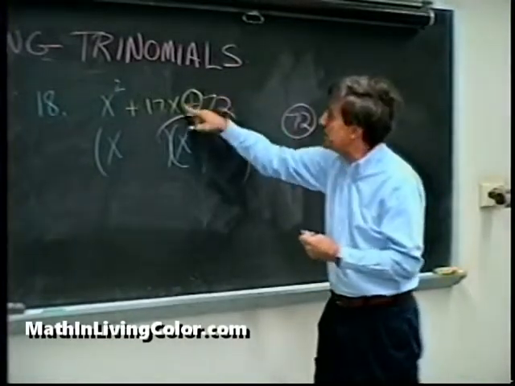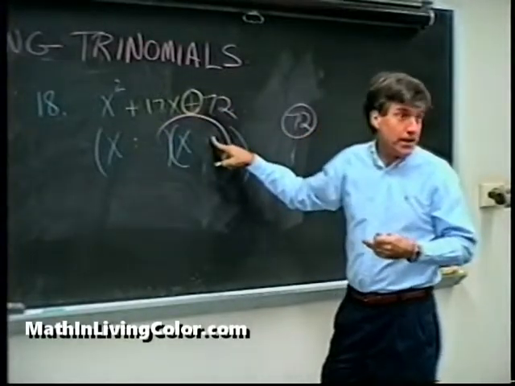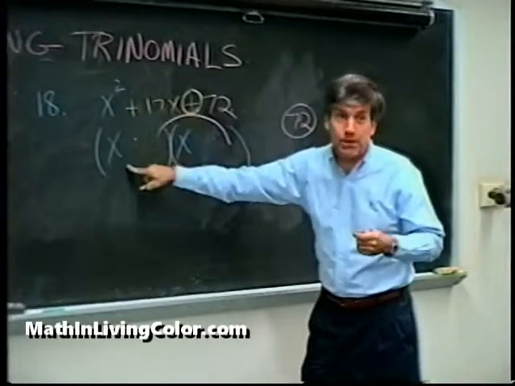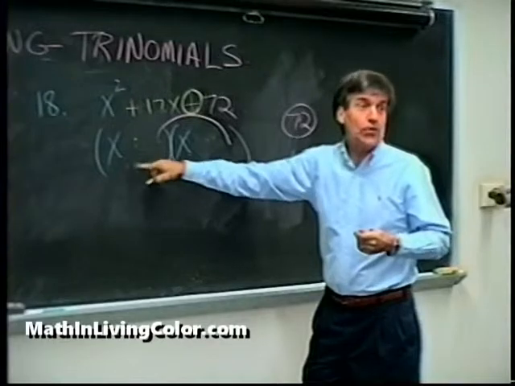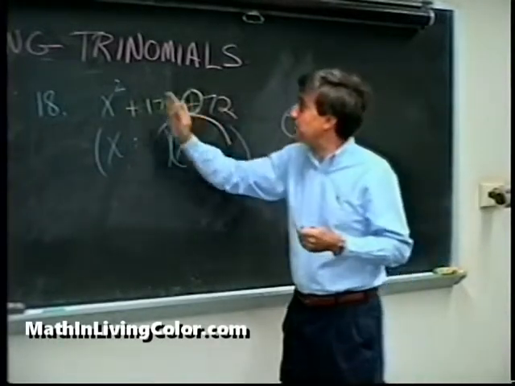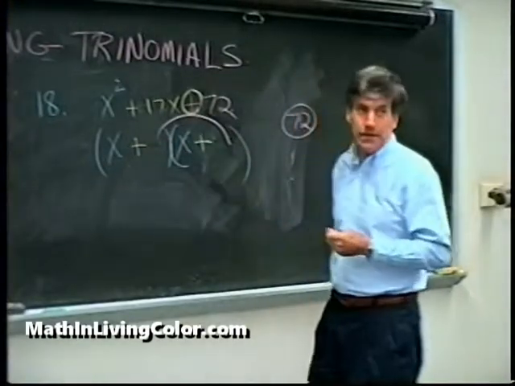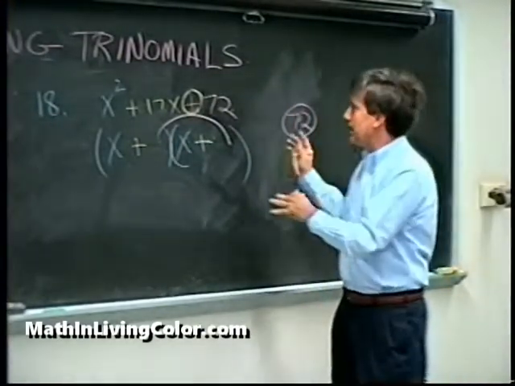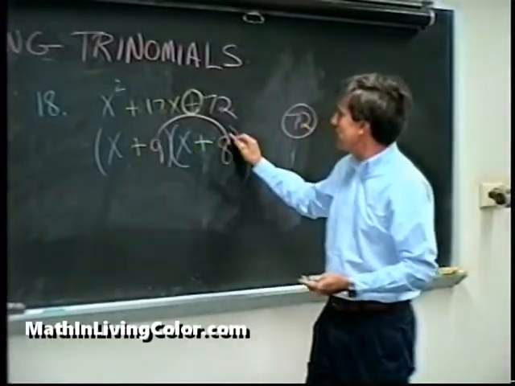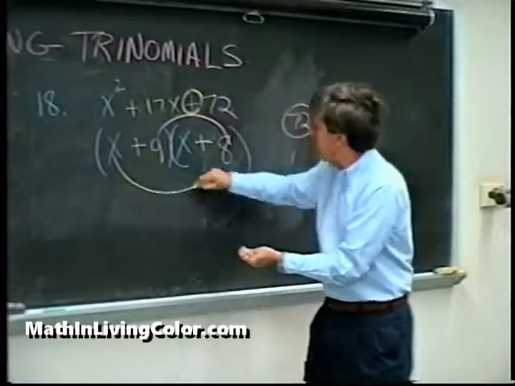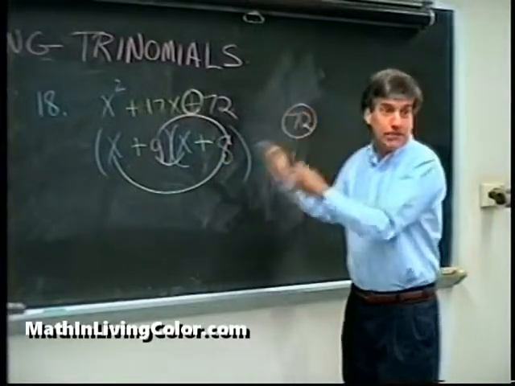So in other words, if this is a positive sign, then these signs are going to be the same sign. And if this is positive, they're going to both be positive. And if this is negative, what are they going to be? Both negative. All right, so if this is plus plus, then this has to be both positive. Okay, and then you can see what the numbers would be. You said 9 times 8. And you see now the outer times outer would be 8x, and the inner times inner would be 9x, for a total of 17x.